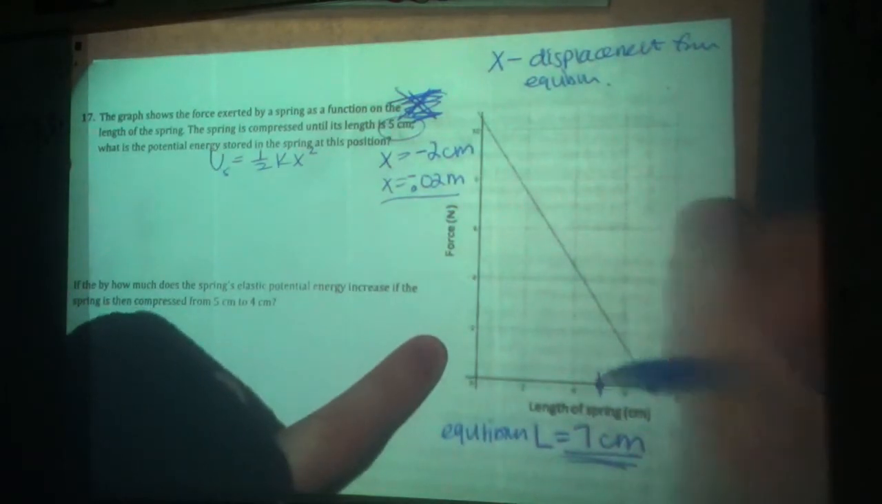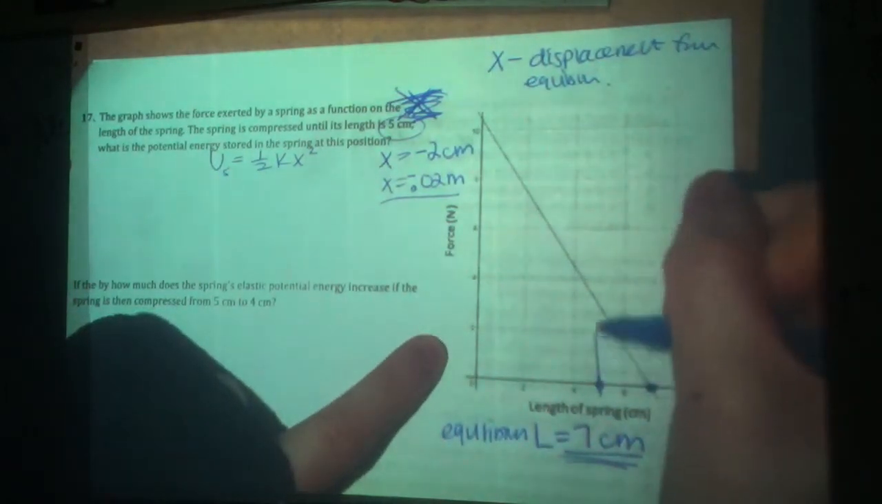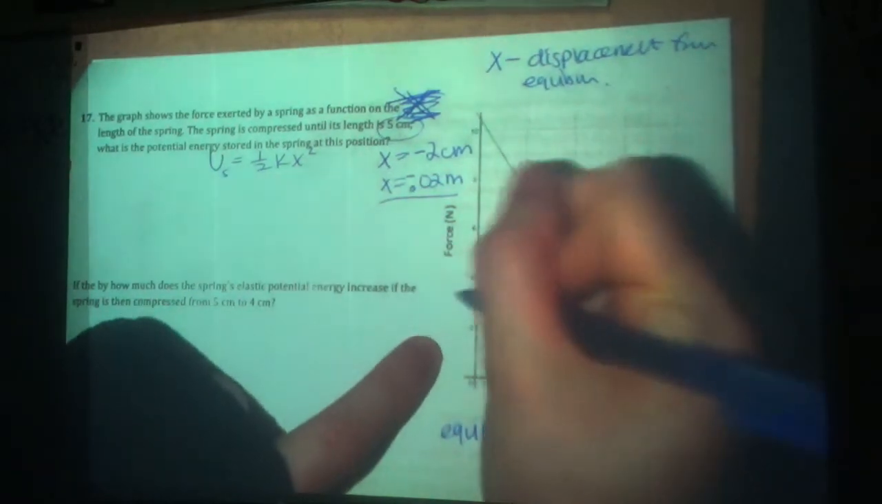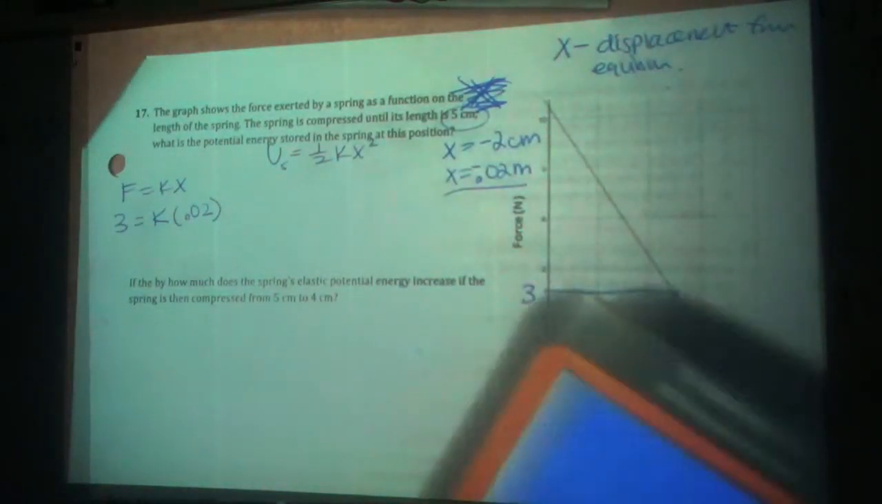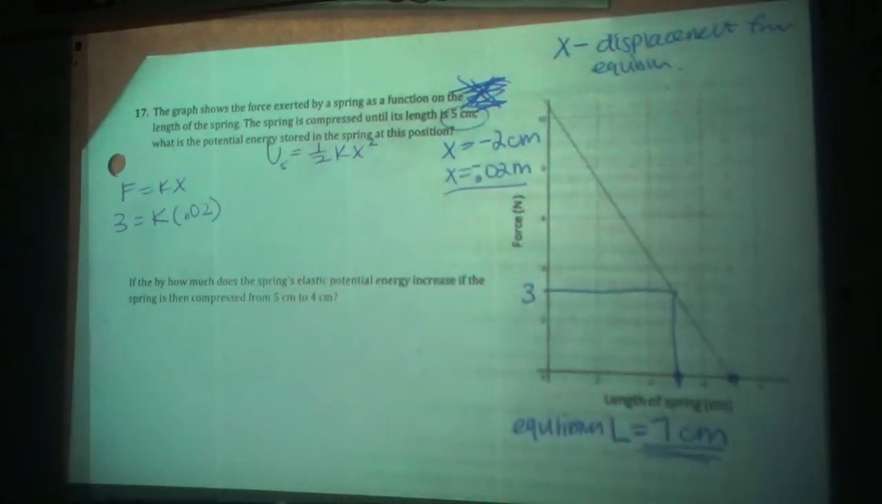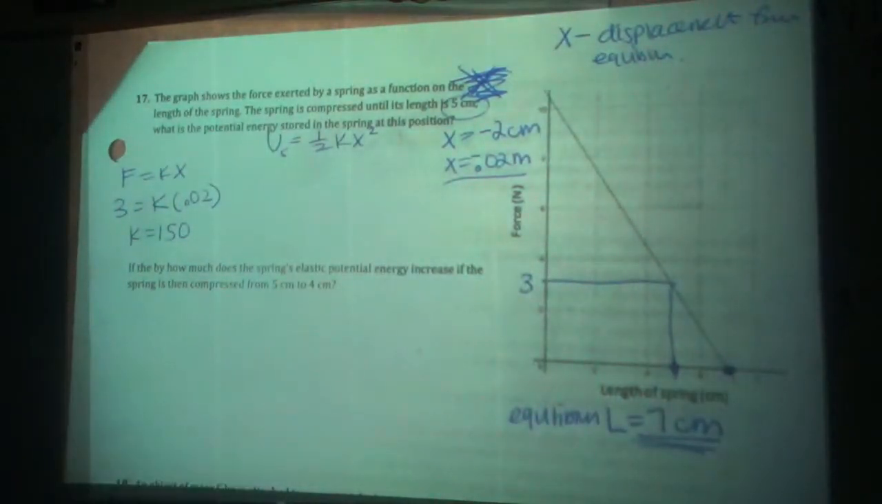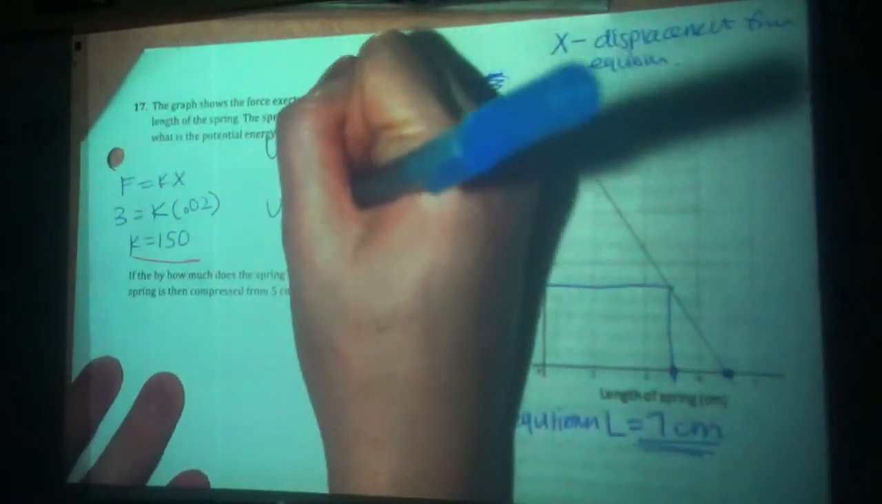So if we're looking at 5 centimeters, let's go to what force that would be. That would be a 3 Newton force. So then F equals kx. 3 newtons with spring constant k at a displacement of 0.02 or 2 centimeters from the relaxed length. Written down, that's going to give me a k of 150. And then now that I have k, I'm just straight plugging in. So this would be 1/2 k is 150, x is 0.02 squared, which gives me potential energy is 0.03 joules.